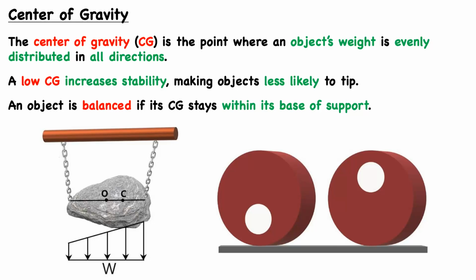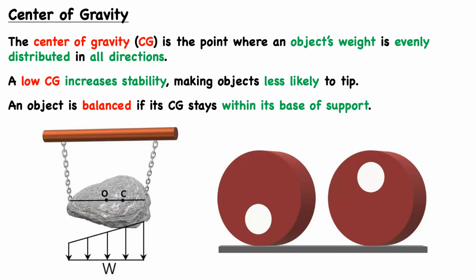So in this video, we're going to talk about the center of gravity, which is often abbreviated as CG. The center of gravity is the point where an object's weight is evenly distributed in all directions. A low center of gravity, or a low CG, increases the stability, making objects less likely to tip. And therefore, an object is balanced if its center of gravity stays within its base of support.